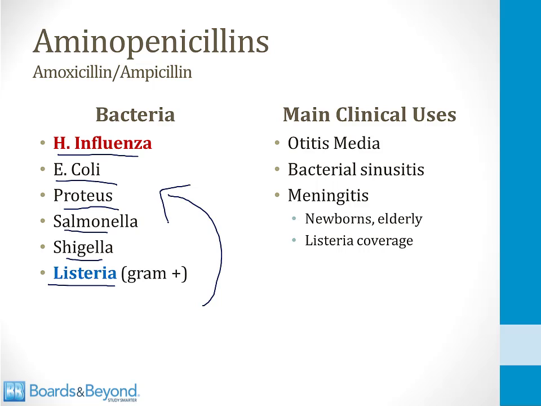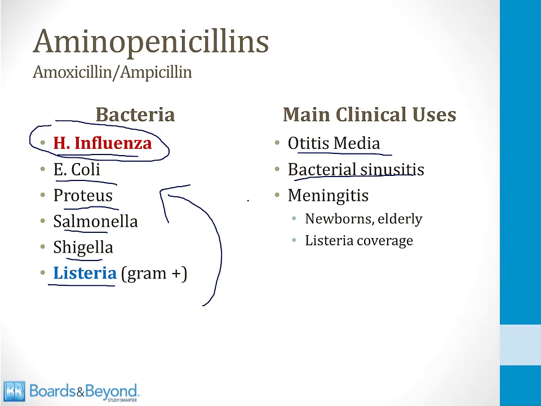So the main clinical uses of these drugs are situations where there are gram-positives and some gram-negatives that are both potential causes of the infection. So for example, otitis media and bacterial sinusitis are often caused by strep as well as H. flu, so these drugs are effective. They cover gram-positives just like penicillin, but they also cover gram-negatives like H. flu, and that makes them useful in these conditions.